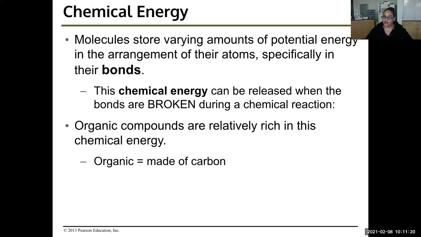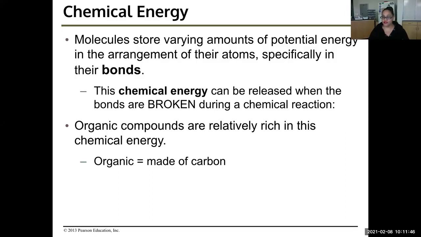Molecules store varying amounts of potential energy in the arrangement of their atoms, specifically in their bonds. It's like the apple we were talking about, and you can see its molecular formula at the bottom. This chemical energy can be released when the bonds are broken during a chemical reaction. Organic compounds are relatively rich in this chemical energy. And remember, organic just means made of carbon.